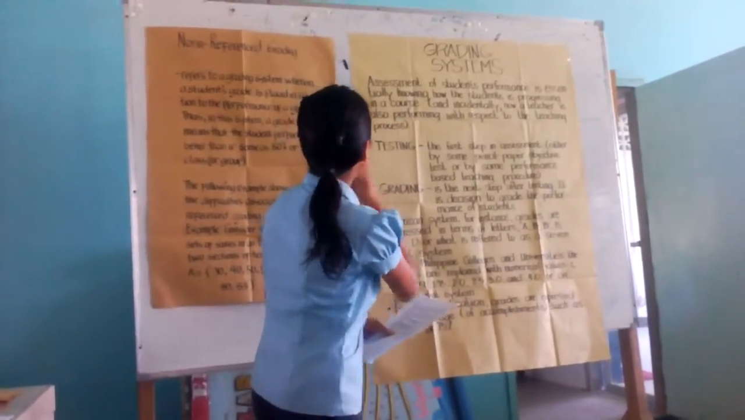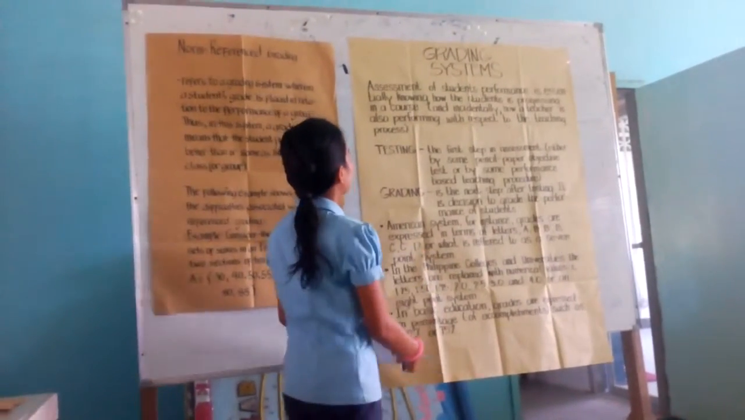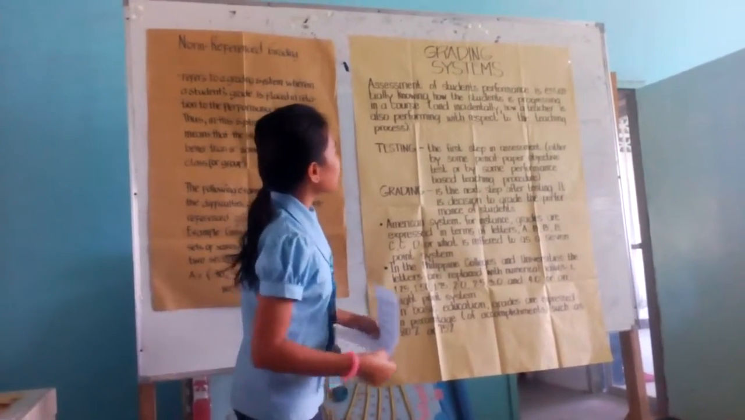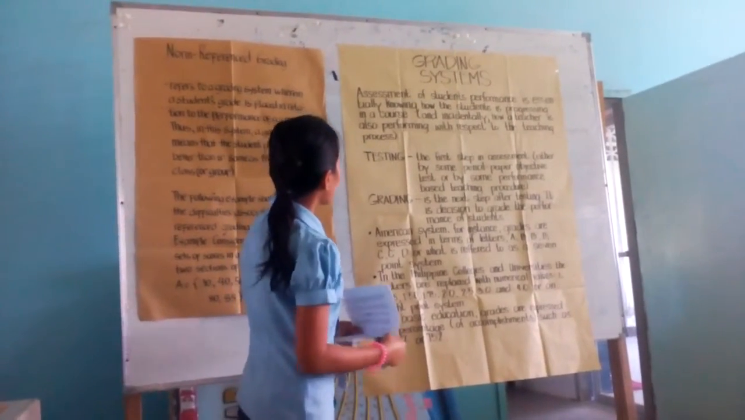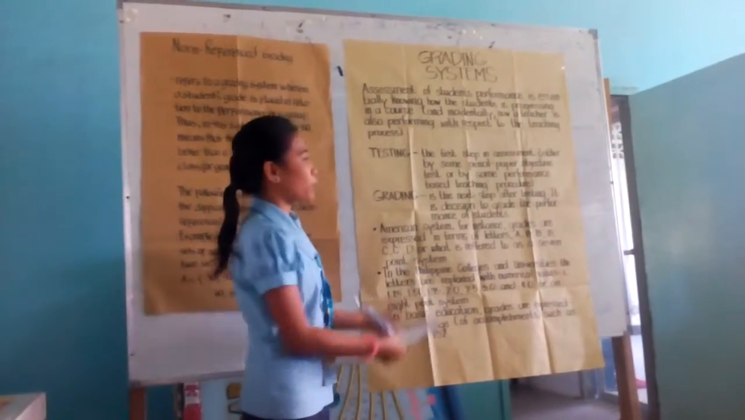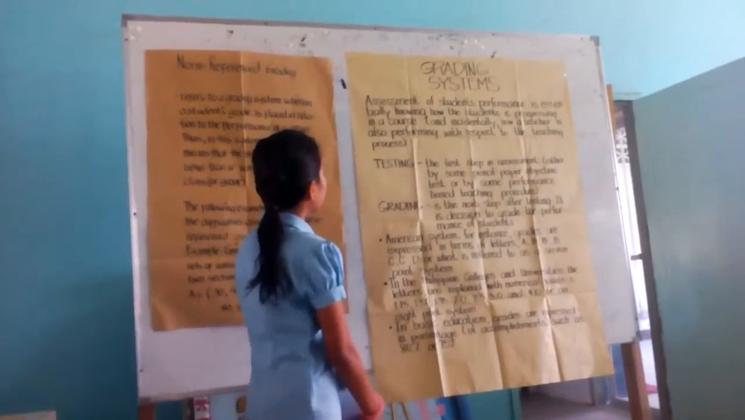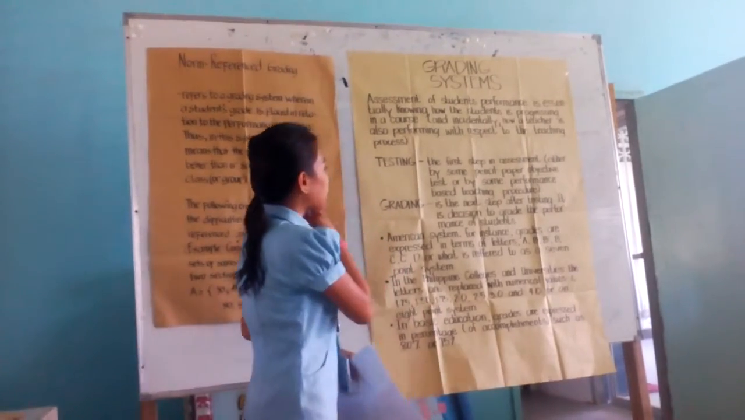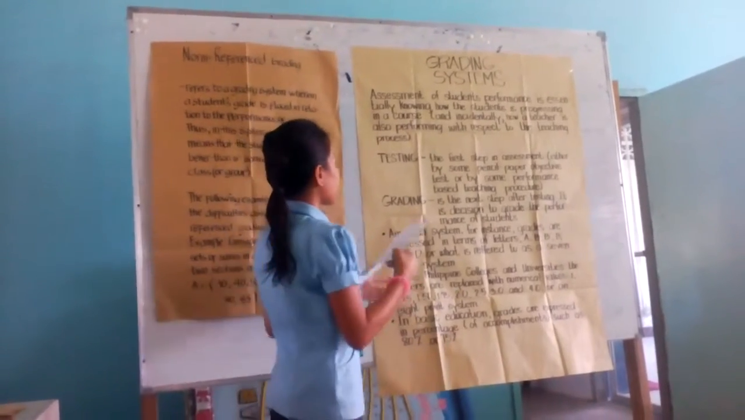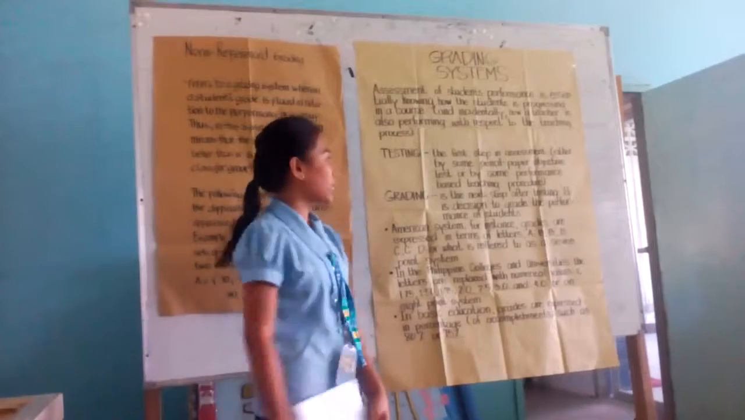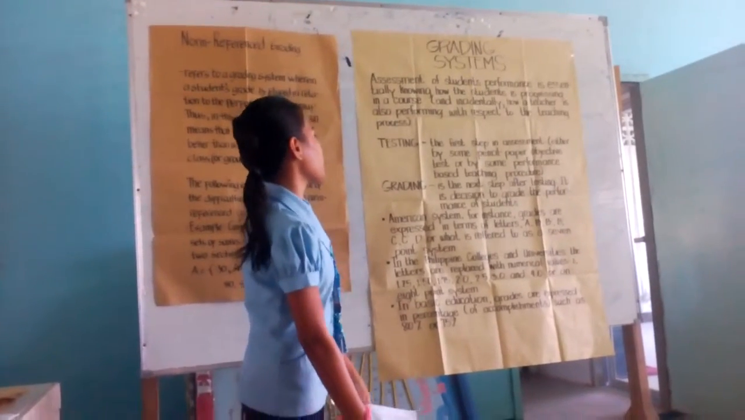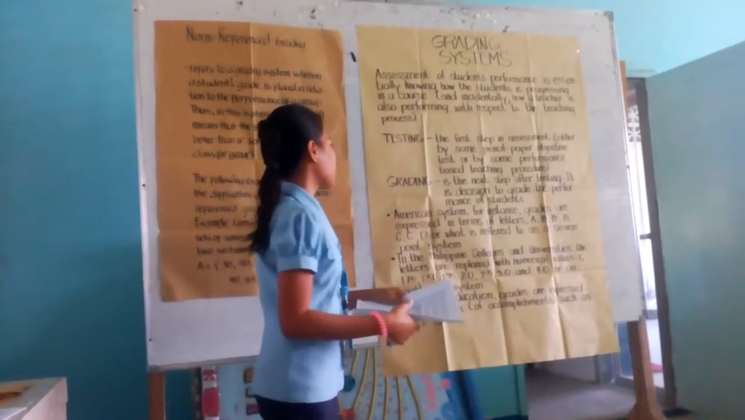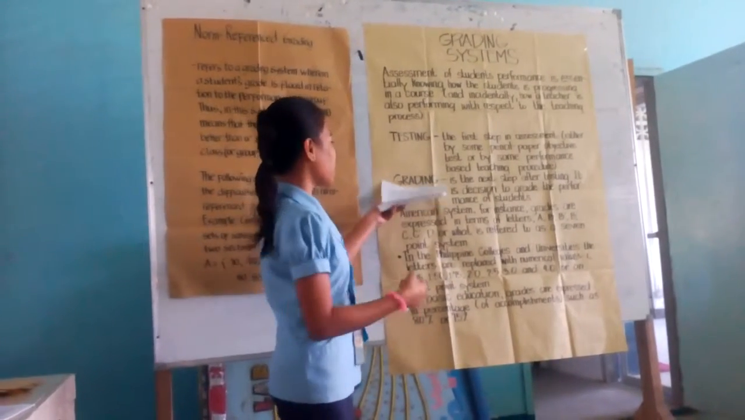Assessment of student performance is essentially knowing how the student is progressing in a course and, incidentally, how the teacher is also performing with respect to the teaching process. The first step in assessment is of course testing, either by some pencil-paper objective test or by some performance-based procedure. Next is grading.